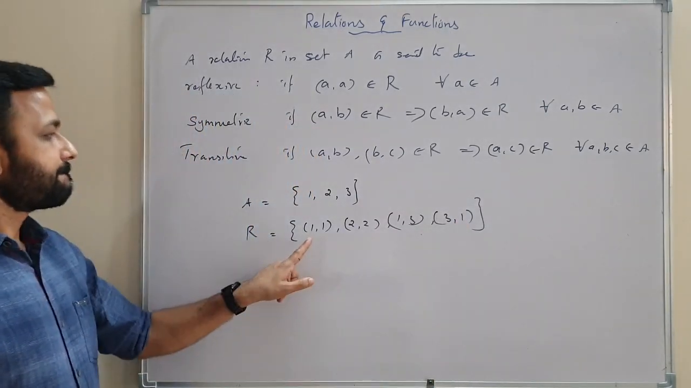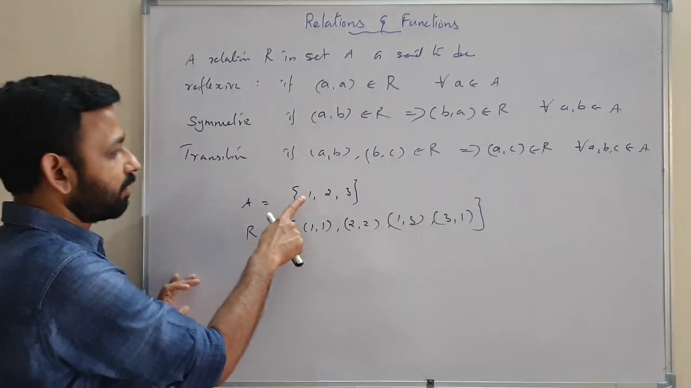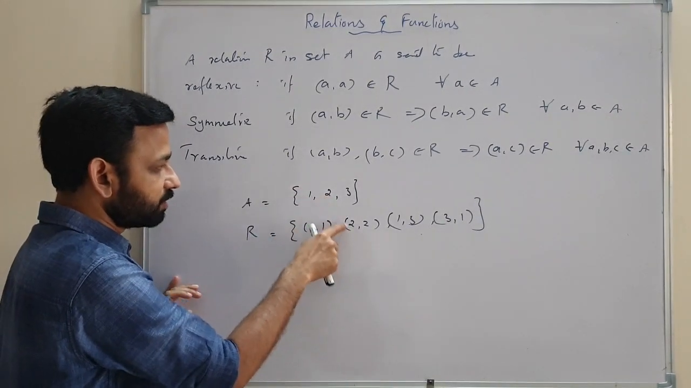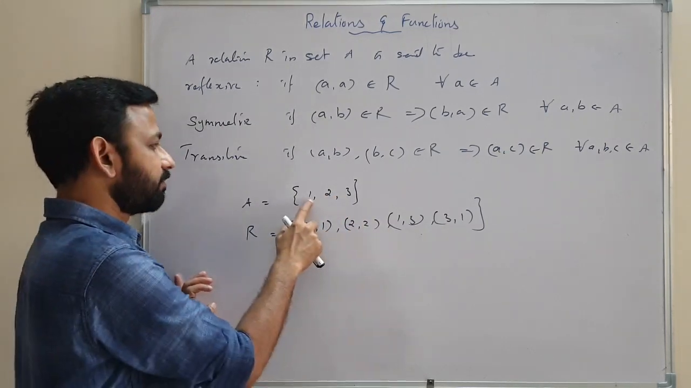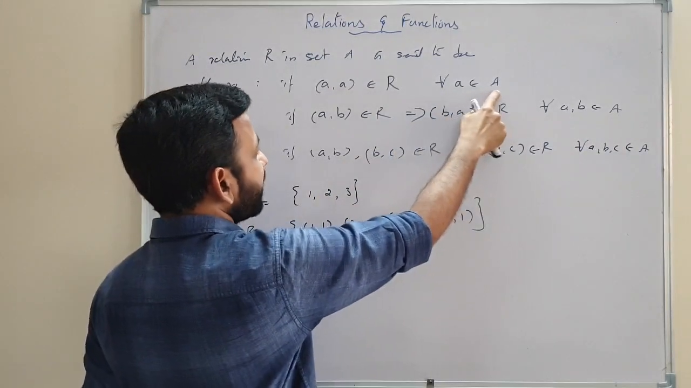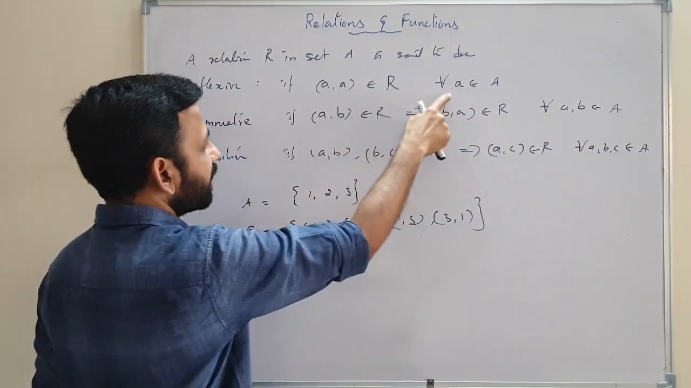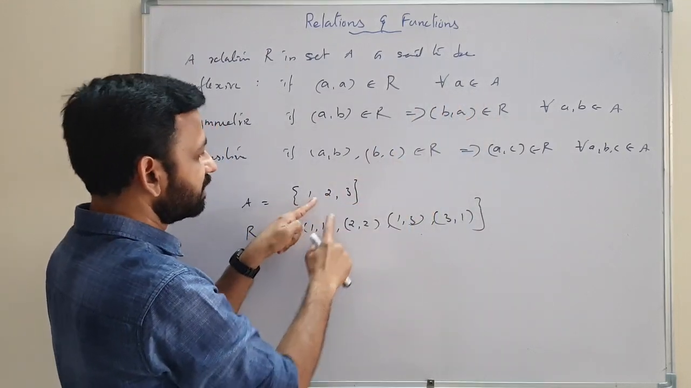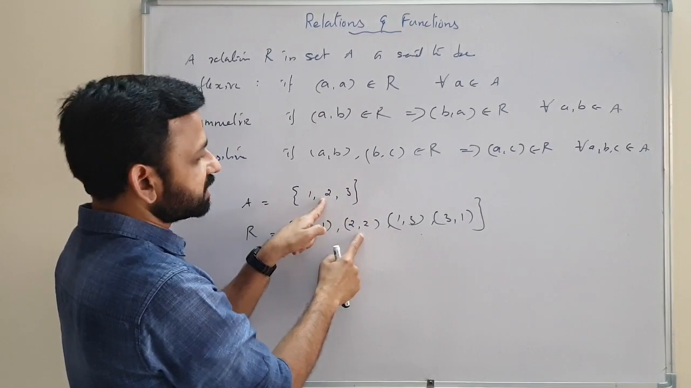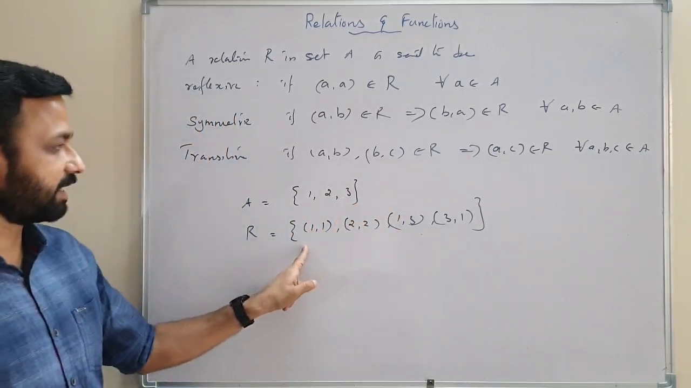So here it is not reflexive. If it is reflexive, then the ordered pairs (1, 1), (2, 2), (3, 3) should be elements of R. For every a belonging to A, the ordered pair (a, a) should be an element of R. So here 1 belongs to A, the pair (1, 1) is there; (2, 2) is there; but the pair (3, 3) is not there. So this is not reflexive.